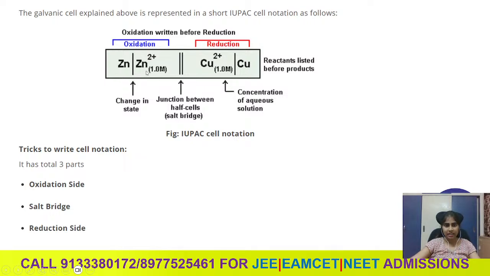In brackets, next to this reactions, you need to mention the concentrations. So this is the complete representation of the cell. So what are the tricks to write cell notation? It is completely divided into 3 parts. First, you need to write the oxidation side of the reaction. Next, mention the salt bridge, and next write the reduction side. So in this way you need to represent a cell reaction.